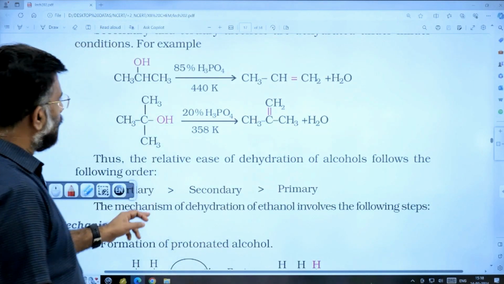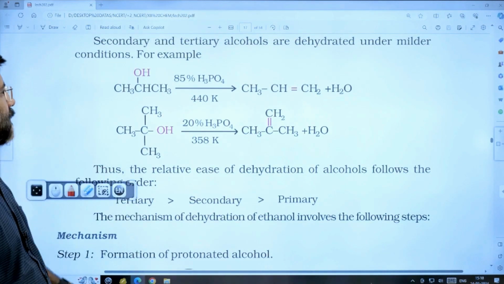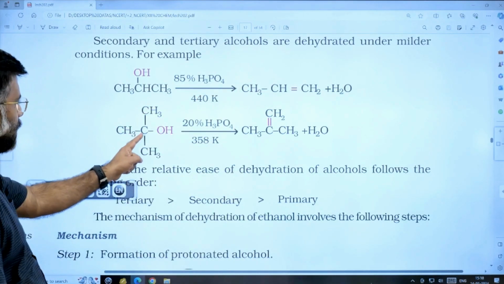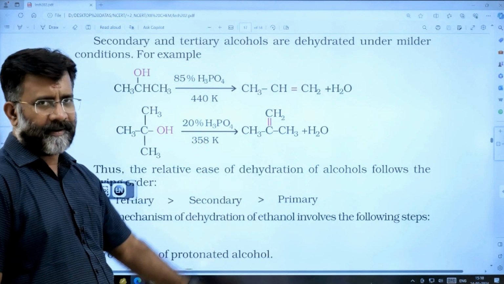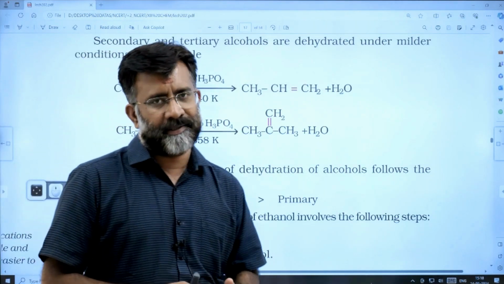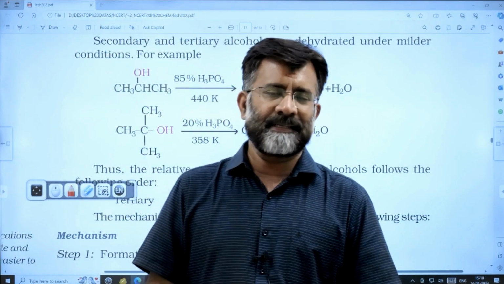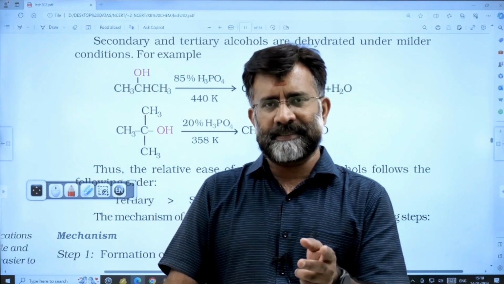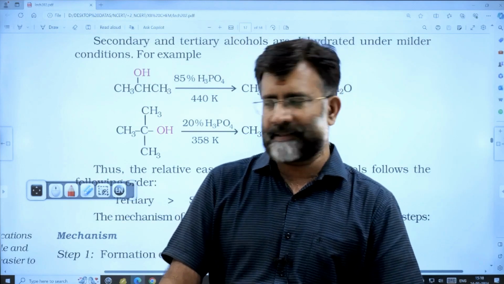There also we can understand primary, secondary, tertiary. This is a secondary alcohol, pretty easily dehydrated. This is a tertiary alcohol, again pretty easily dehydrated. So the order of dehydration: tertiary maximum, then secondary, then primary. Tertiary alcohols are easily dehydrated, then secondary, and then primary, like that.